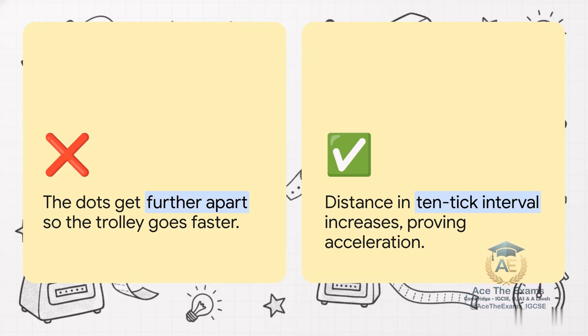Take a look at this flawed student answer. The dots get further apart so the trolley goes faster. I mean, yes, it's physically true, but it scores incredibly poorly because it's just so vague. Now look at the improved top band answer. The distance traveled in the 10-tick time interval increases, proving an increase in velocity over time, which is acceleration. Do you see the difference? The top band answer uses our framework to explicitly link the specific data, that 10-tick interval, straight to the scientific reasoning. That is exactly how you secure full marks.